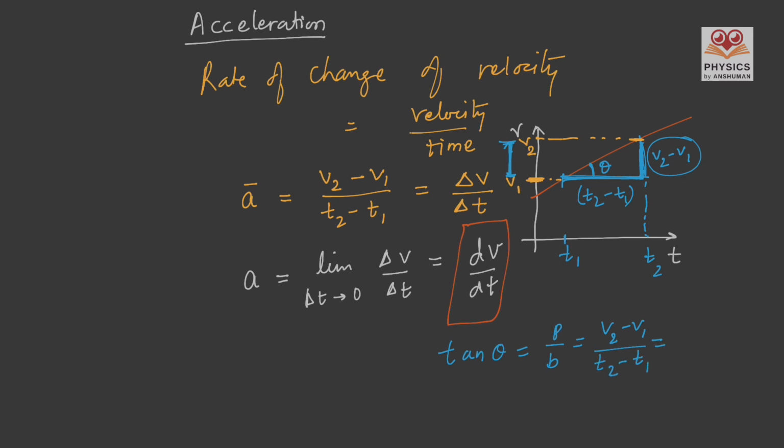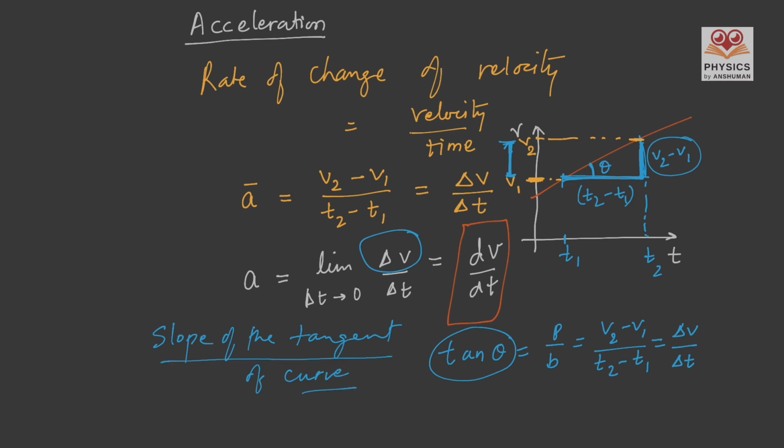And what is v2 minus v1? We have already shown it, it is delta v, and t2 minus t1 is delta t, and this is our acceleration. So acceleration is equal to tan theta for a given slope, and we can say that acceleration is the slope of the tangent of the curve. Maybe all these terms are new to you and it might be confusing, but for now just try to recall this.